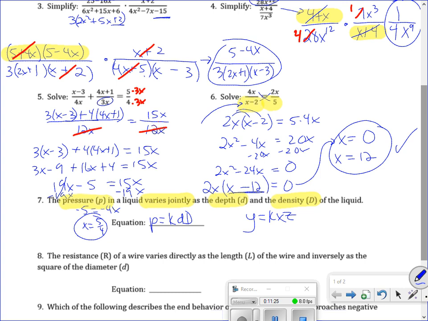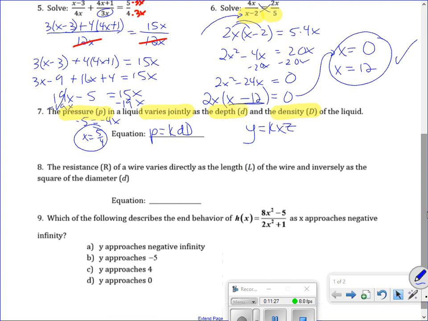And number 8, it says the resistance varies directly with the length. So there's one part. So R equals KL, but then it says it also varies inversely as the square of the diameter. So inversely means it goes underneath, and I'll put d squared.